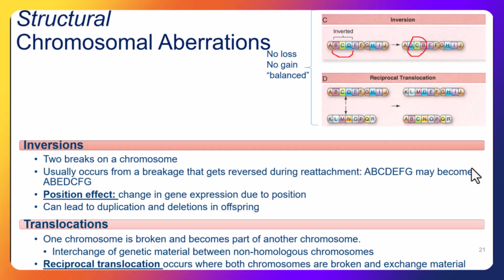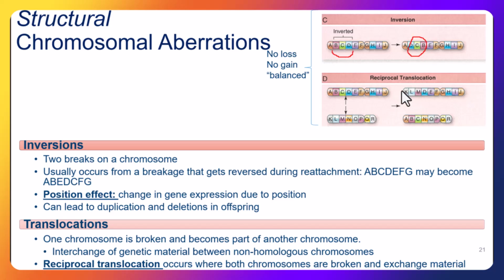Now, oftentimes individuals with inversions are what we call phenotypically normal. That means physically they look normal, but gene expression can be altered in some cases due to what's called position effect. So we've changed position, right? They're in a new position, which can change how the DNA is read and how products are made from that DNA.